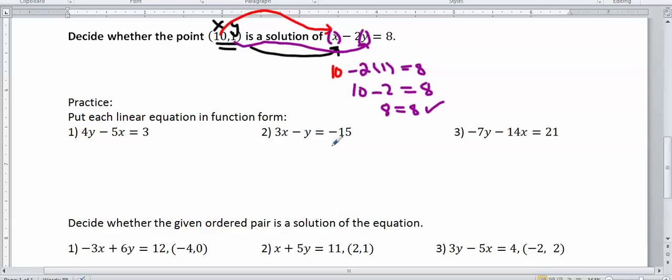All right, so complete the 3 practice for each section and be ready for class tomorrow.